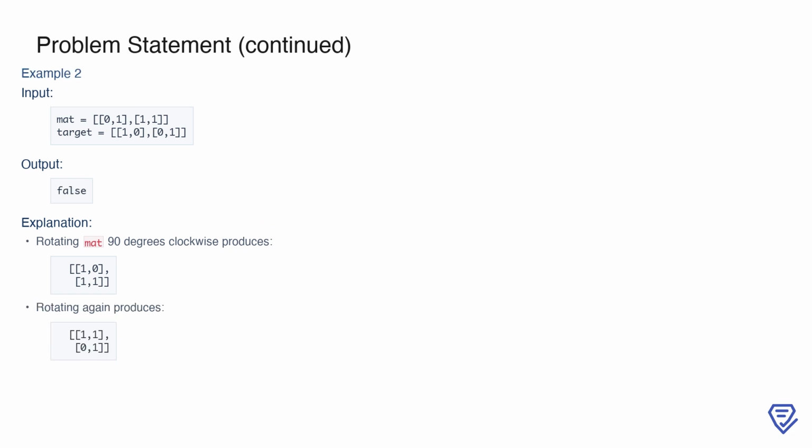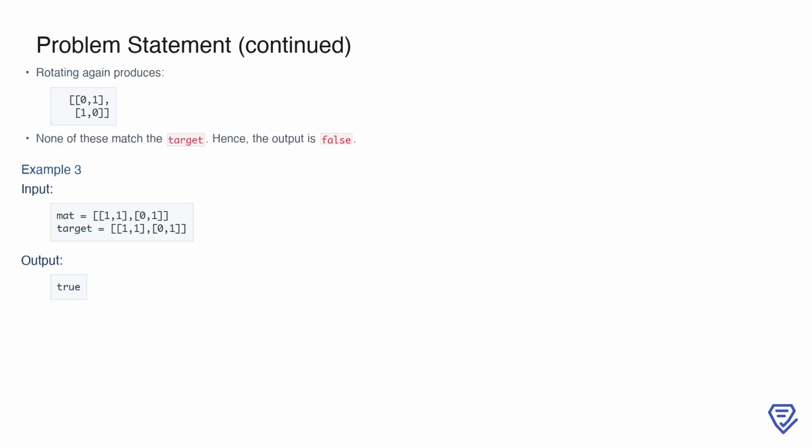In the second example, mat is 0, 1, 1, 1, and target is 1, 0, 0, 1. After the first 90-degree clockwise rotation, mat becomes 1, 0, 1, 1. This does not match target, so we rotate it again. After a second rotation, mat becomes 1, 1, 0, 1. Still, this does not match target. Let's see what happens when we continue rotating.